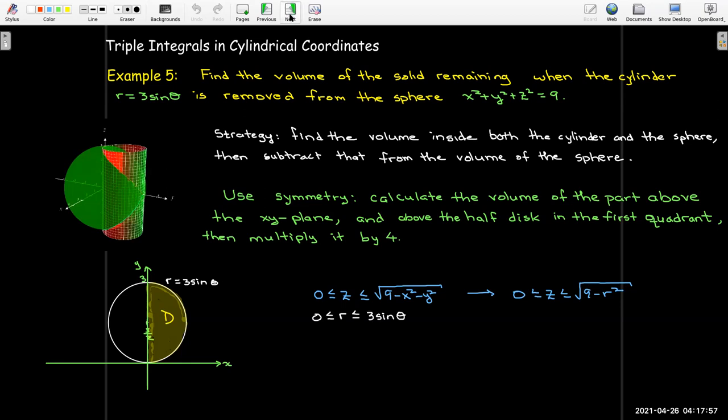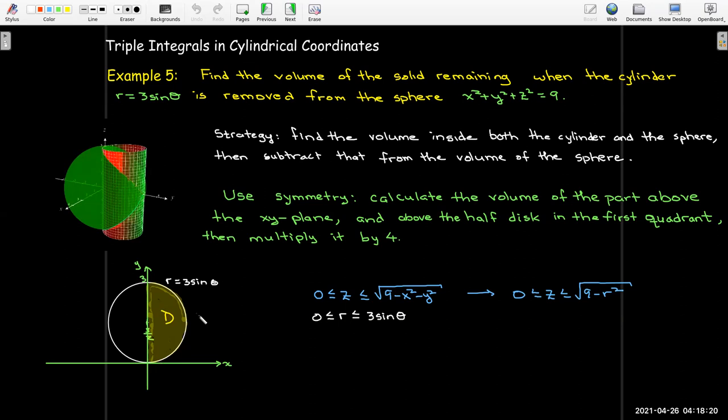All right. What about r? Well, I'm going to look at my projection here onto the xy plane, and my r value in this half disk starts at 0 and then goes out to the edge of the circle where it's r equals 3 sine theta. And then what about theta?